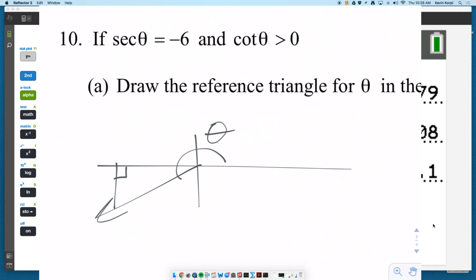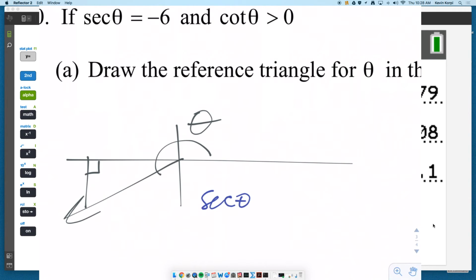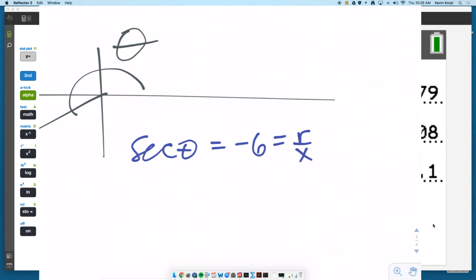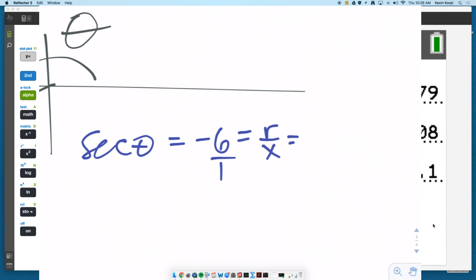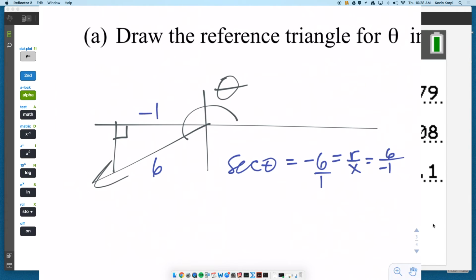Now, for the rest of the questions, we're going to need to find things. So let's go ahead and do that. If secant of theta is negative 6, what's the definition of secant in terms of x, y, and r? R over x. Now, remember, x and y could be positive or negative, but r is always what? Positive. So the reason it's negative 6 is because it's actually 6 over negative 1, not negative 6 over positive 1. So now I have two sides that I can label. The radius is 6, and x is negative 1.